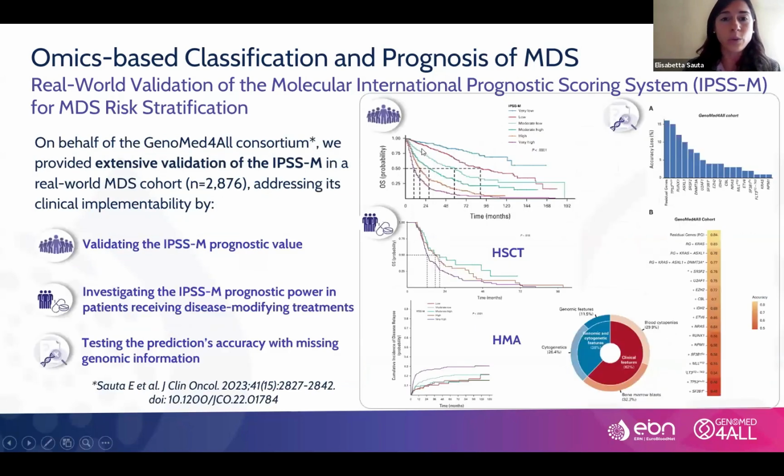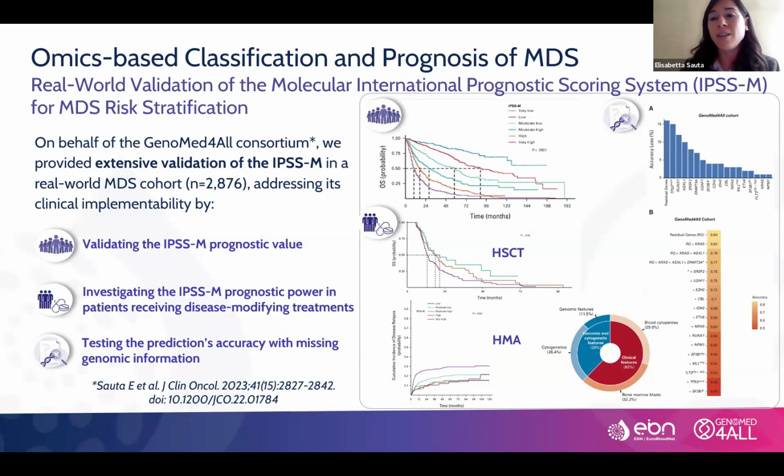And what we have done on behalf of the GenoMed4All consortium was to provide the first extensive validation of this score in a real-world myelodysplastic syndrome cohort of more than 2,000 patients. What we wanted to demonstrate with this work was the effective clinical implementability of this score, since it is new. And in particular, we wanted to address three main points, trying to validate the prognostic value of this score in terms of predicting the probability of survival of this patient. But in particular, we wanted to answer how impactful this score is in terms of predicting survival after transplant and after disease-modifying therapy like hypomethylating agents, because this point was not addressed by the authors of the IPSS-M.